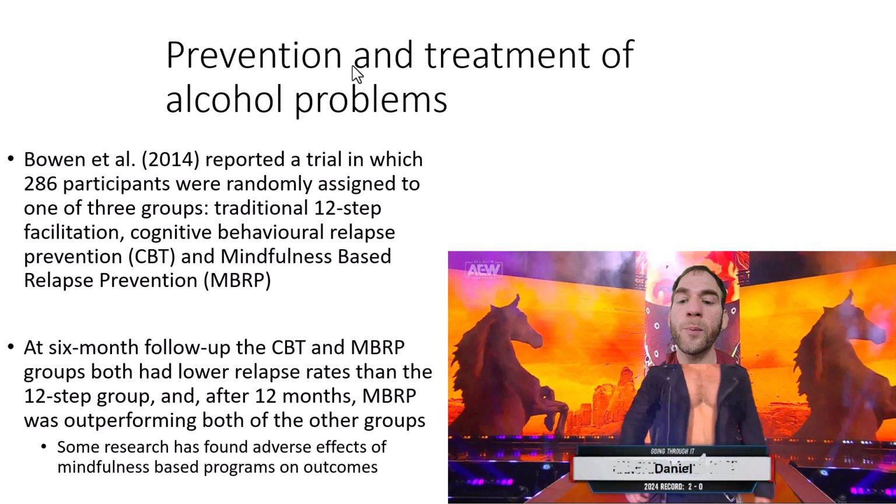Bowen in 2014 reported a trial in which 286 participants were randomly assigned to one of three groups. That is the traditional 12-step facilitation program, like an AA situation, cognitive behavioral relapse prevention, CBT, and mindfulness-based relapse prevention, MBRP. At 6 months follow-up, the CBT and MBRP groups both had lower relapse rates than the 12-step groups. And after 12 months, MBRP was outperforming both of the other groups. So this study found that the cognitive behavioral therapy and MBRP interventions outperformed the more commonly understood 12-step, AA-like program.